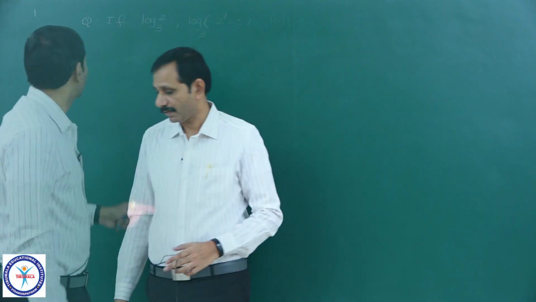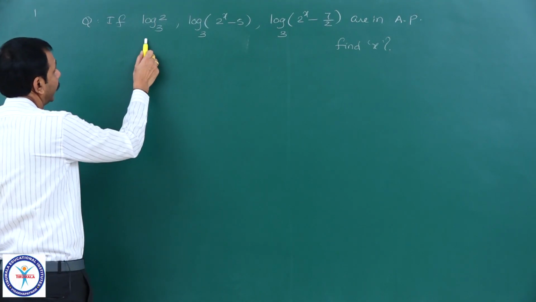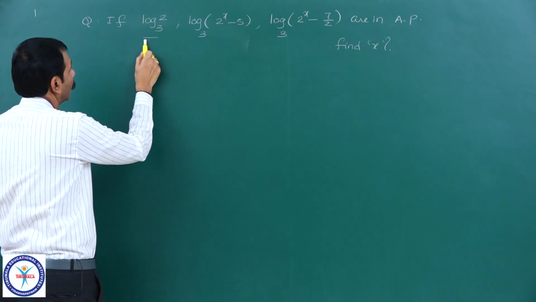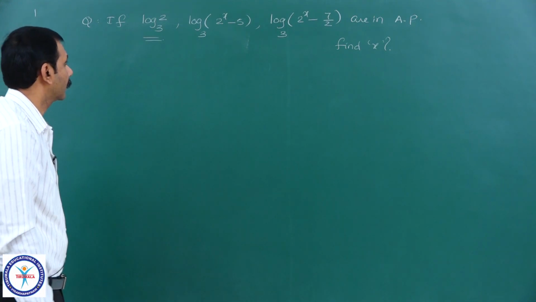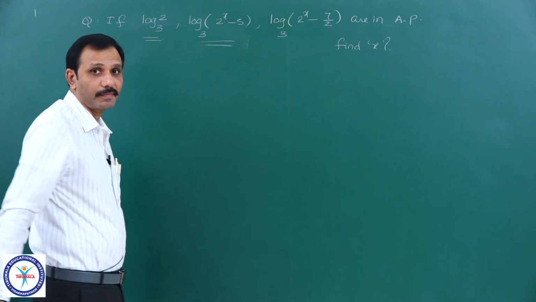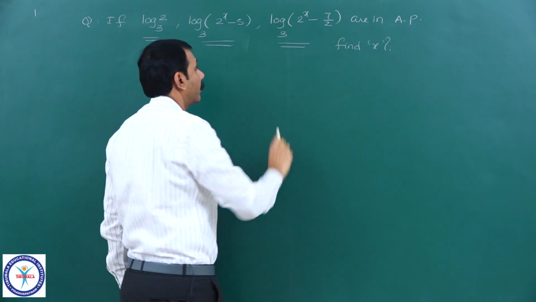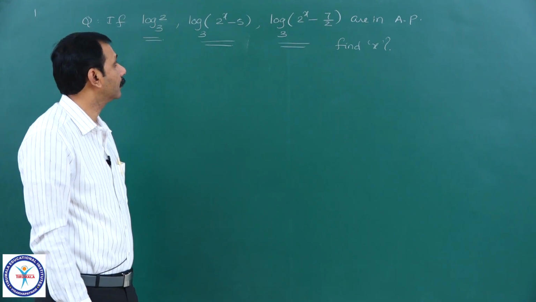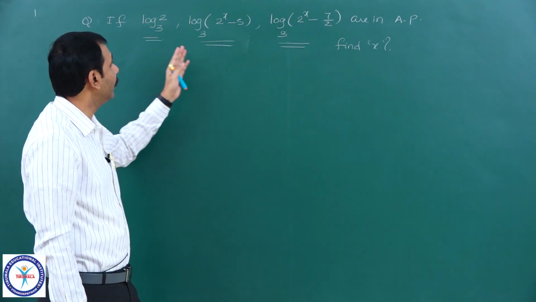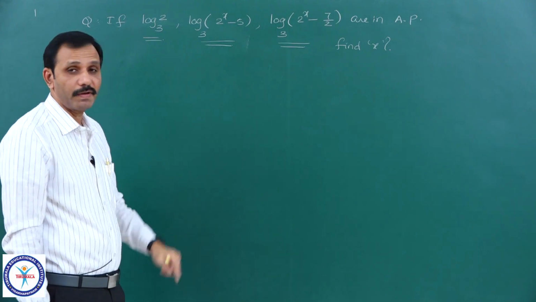We will start. Look here, they have given three terms, log 2 to the base 3, log (2^x - 5) to the base 3 and log (2^x - 7/2) to the base 3 are in AP. That is, they have given three quantities which are in AP. Then I want the value of x.